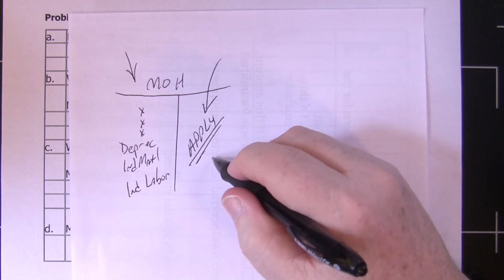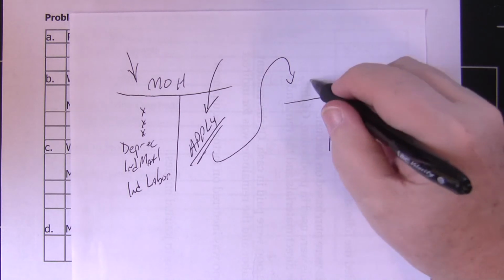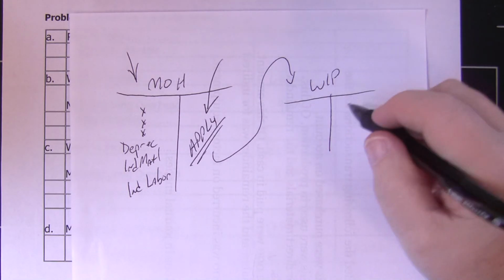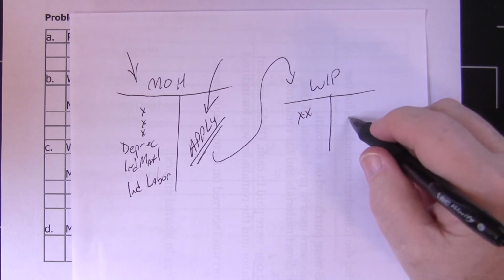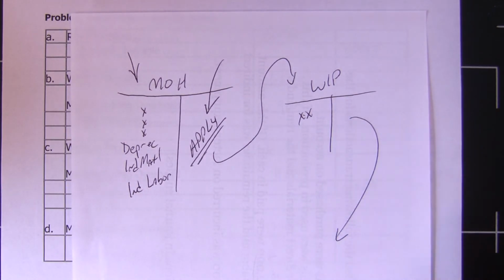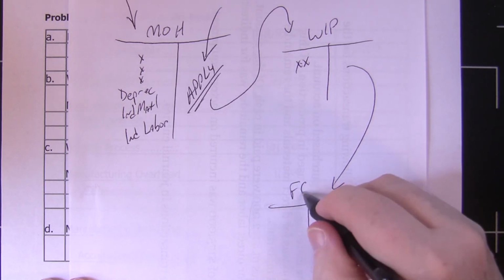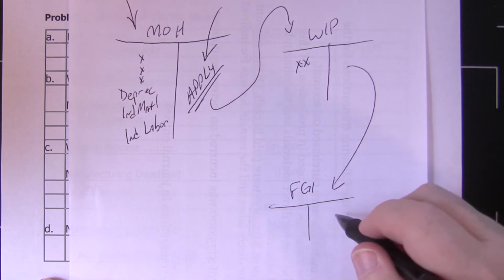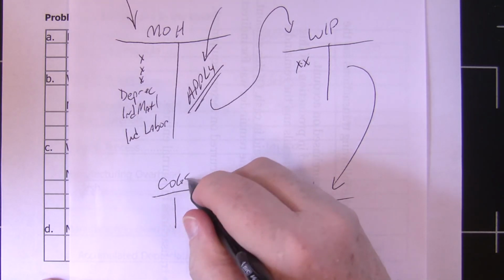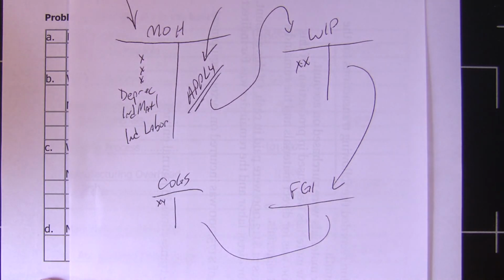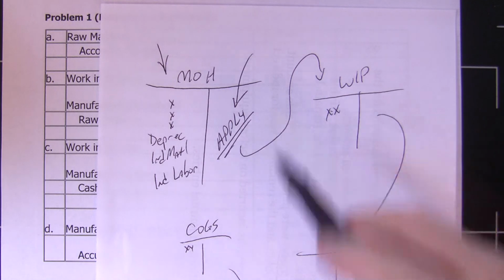So we take from this side and put it to work in process, and it goes there. And when it's finished from work in process, it goes to finished goods inventory, and when we sell it, it goes to cost of goods sold. So that's what we're doing. We're collecting our overhead before we apply it.